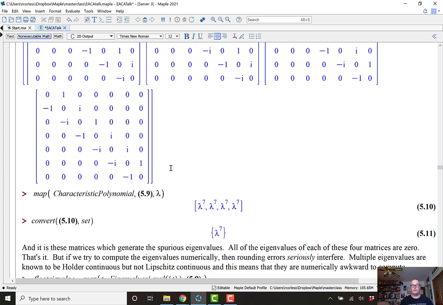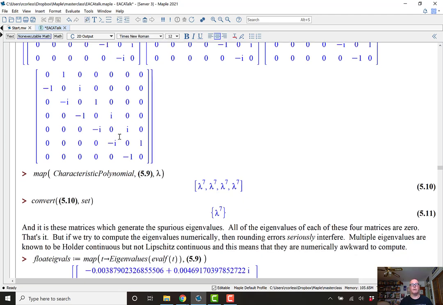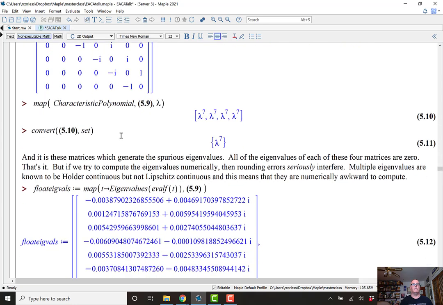All of the eigenvalues of each of these 4 matrices is 0. If we ask fsolve to solve this one, we just get zeros. But if we try to compute the eigenvalues of these matrices numerically, then the rounding errors seriously interfere. Multiple eigenvalues are Holder continuous, but not Lipschitz continuous. And this means they're numerically awkward to compute. Great.